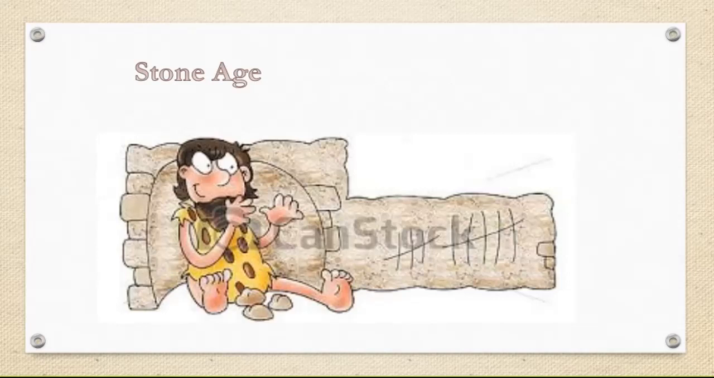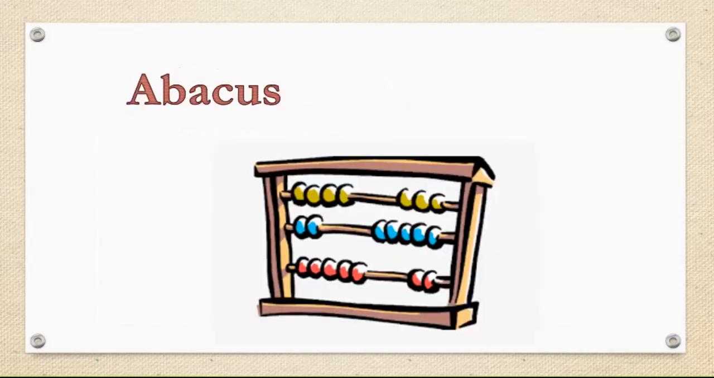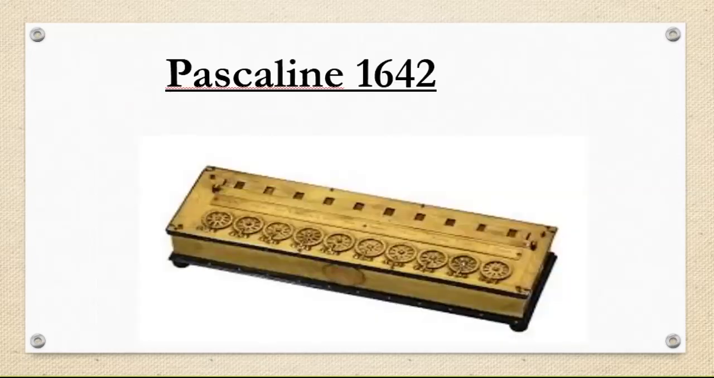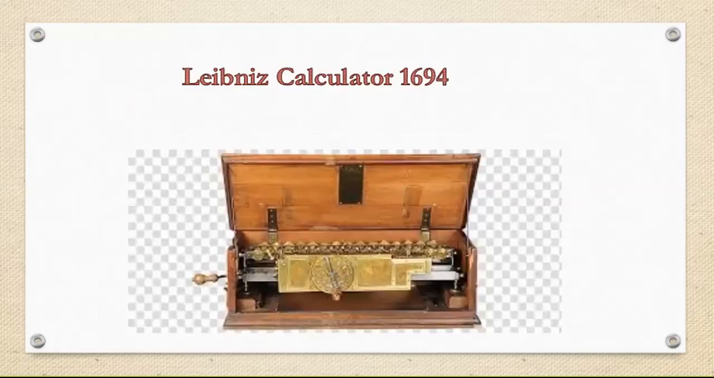First is Stone Age. During the Stone Age, cavemen used their fingers and toes to count. Then thousands of years ago, Chinese used the abacus for counting. In 1642, the Pascaline used tooth wheels, which were turned by hand to count. In 1694, the Leibniz calculator could add, subtract, multiply, and divide.